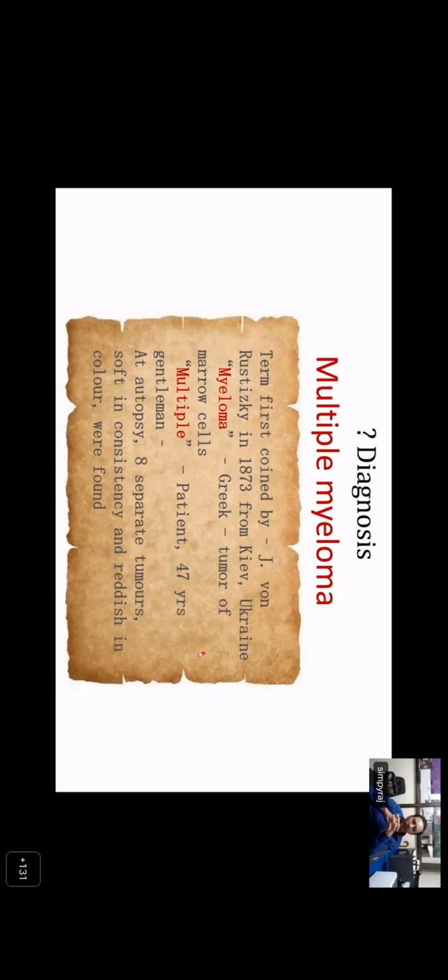So the interesting fact is that the term myeloma was coined by Rustitsky from Ukraine. Now Ukraine, all this Kiev and Ukraine, everybody knows now because of this war. Myeloma came from the Greek word which basically means marrow cells. And multiple myeloma came because the first patient was a 47-year-old gentleman whose autopsy showed 8 separate tumors, because there were multiple reddish tumors, soft in consistency. That's why the word multiple came, and myeloma because it indicates marrow tumor, marrow cells. So that's how the term multiple myeloma came into existence.